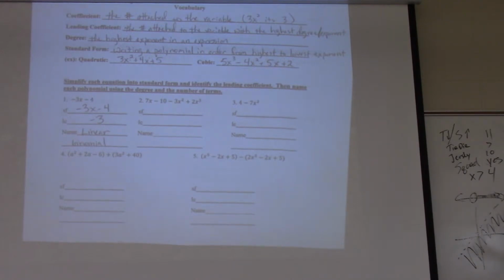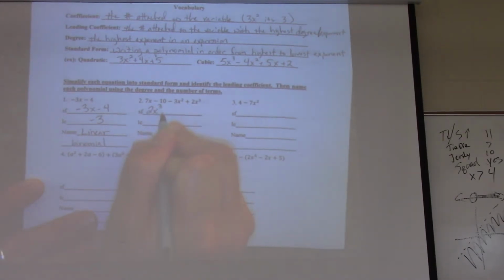Is it in standard form? No, why not? It's not ranked from highest to lowest. I love it. That's actually a great way to say it. So let's write it from the highest to lowest. What would I write first?